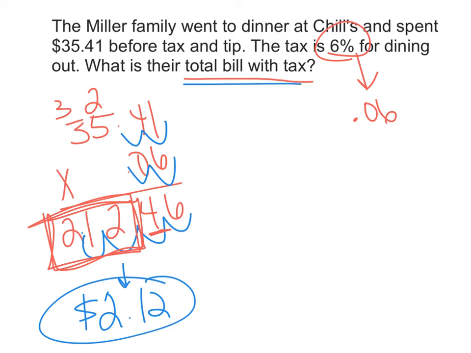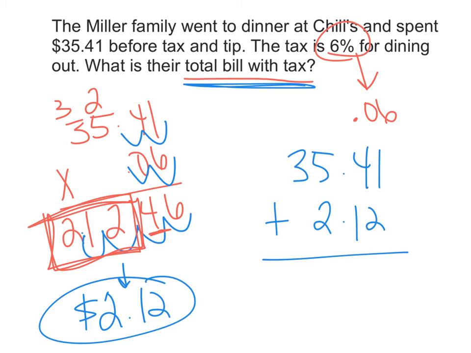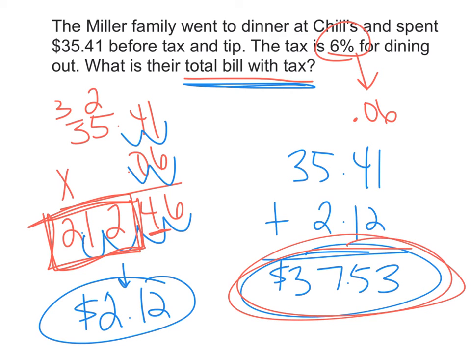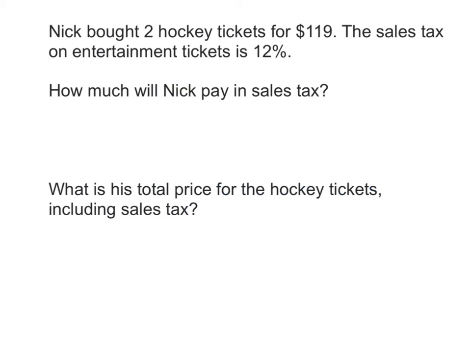Now, this question asks for the total bill with tax. So we are going to take our total bill of $35.41 and add our tax to that, $2.12. When we add, we get $37.53, and that would be our total answer. So the Miller family would pay $37.53 for their dinner, and that still doesn't include tip, but that includes tax now.